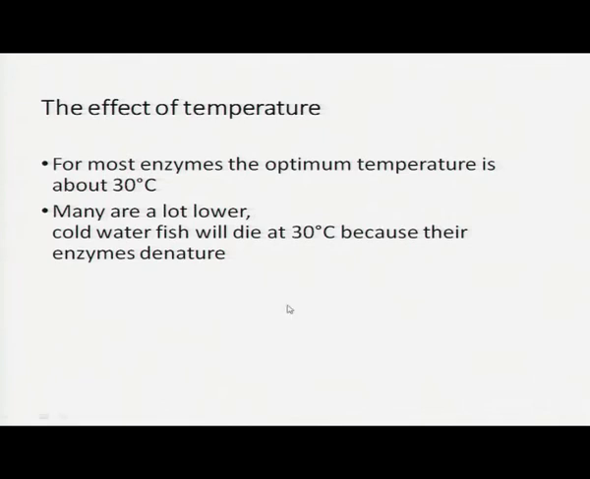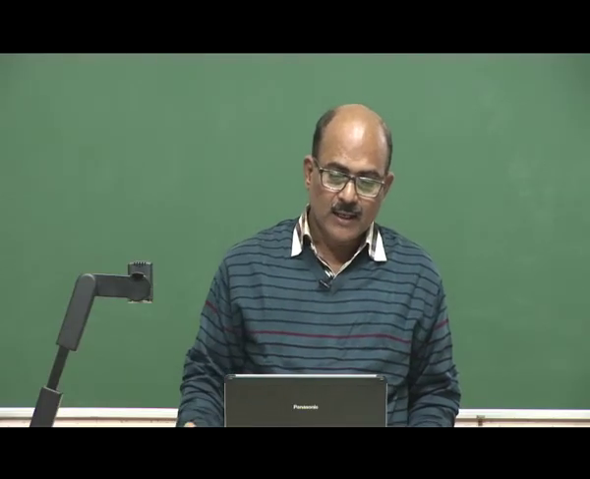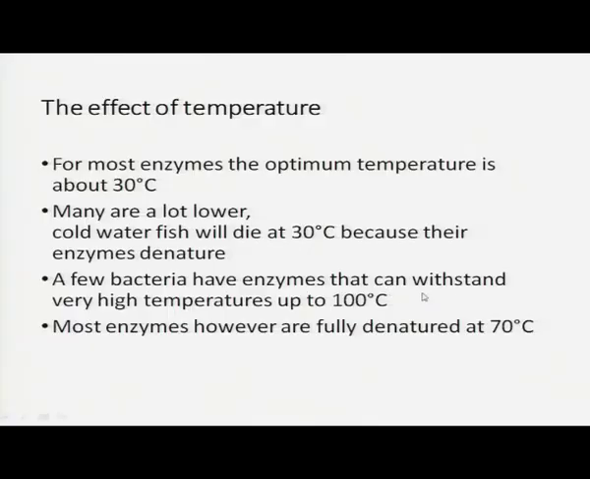For most enzymes, the optimum temperature is about 30 degrees. Many are a lot lower. Cold water fish will die at 30 degrees centigrade because their enzymes become denatured. This is a specific case. A few bacteria have enzymes that can withstand very high temperatures, up to 100 degrees centigrade.